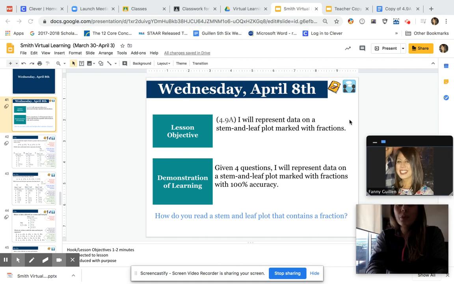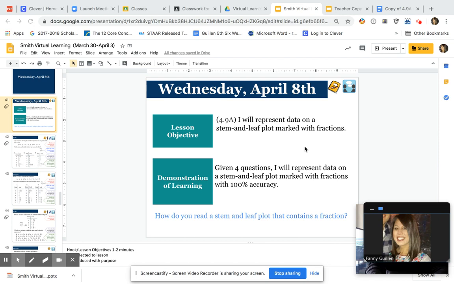All right, scholars, today we're going to be working on 4.9a. I will be able to represent data on a stem and leaf plot marked with fractions. And my demonstration of learning is given 4 questions. I will represent data on a stem and leaf plot marked with fractions with 100% accuracy.